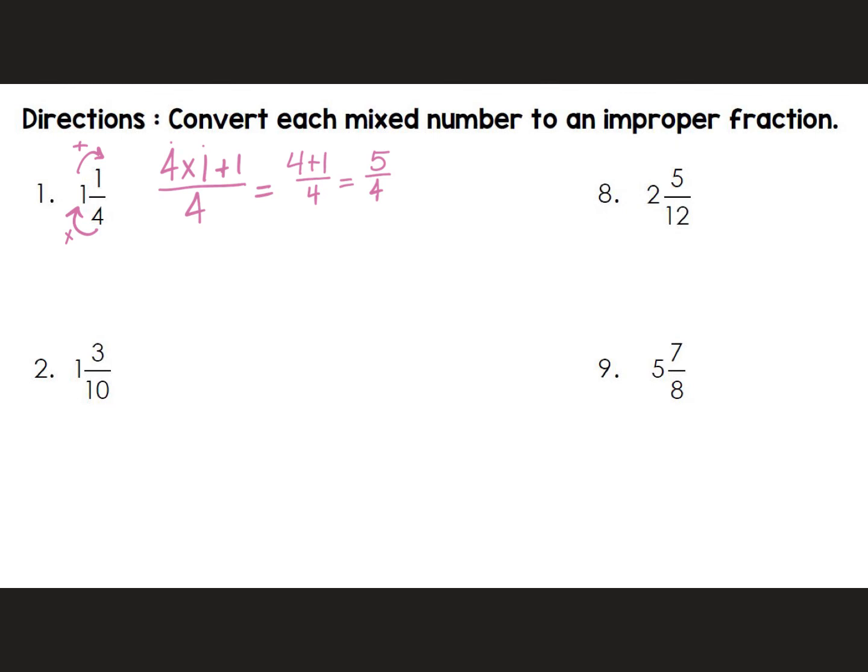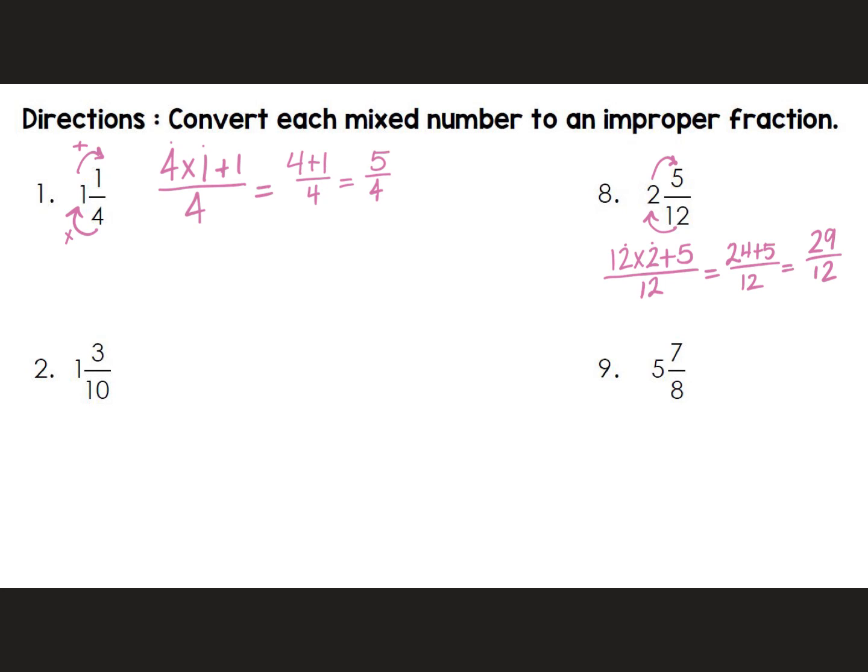So far, so good. All right, let's try number 8. Again, I'm going to multiply my denominator times the whole number. So that would be 12 times 2. Then I add my remainder. The whole time, my denominator stays the same. So 12 times 2 is 24. Add my numerator. 24 plus 5 is 29/12. There is my improper fraction.